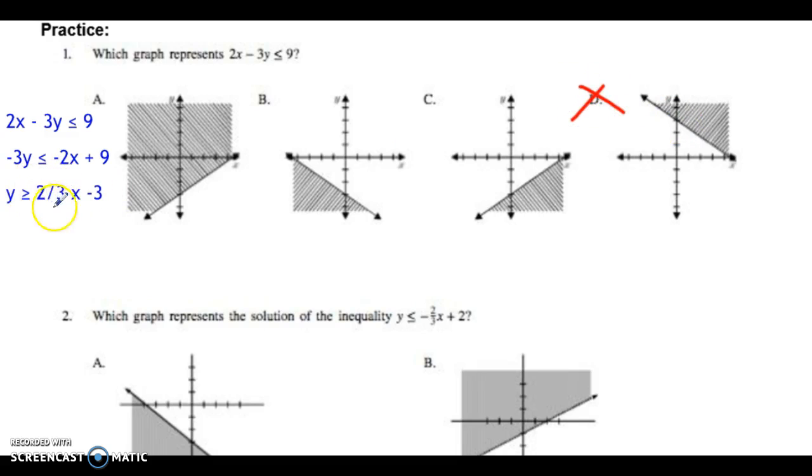I can also see that the slope is positive 2 over 3, so it's got to be a line that's going upwards. This line is going upwards. This line is going downwards, so it's not B. And this line is also going upwards. As a matter of fact, these two lines are exactly the same, except one of them is shaded up and one of them shaded down. This is greater than, which means shaded up. The choice A is your answer.